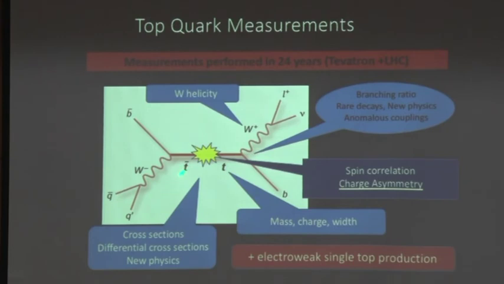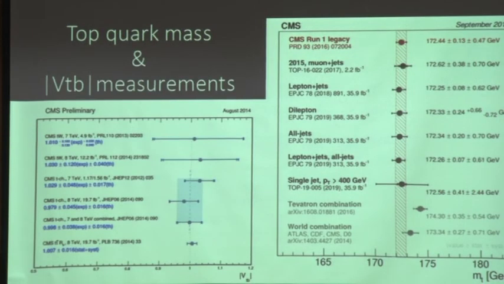You can do all sorts of different measurements with the top quark, simply because it's a bare quark that you can see before the hadronization, and with that you can do several measurements. Okay, so what about the masses?